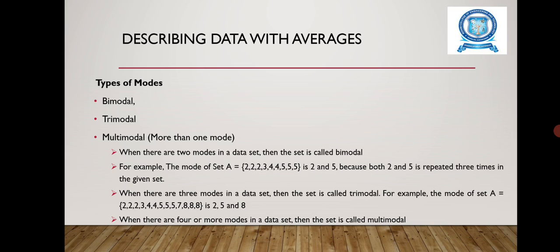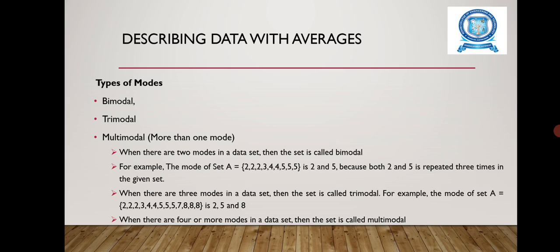Types of modes: bimodal, trimodal and multimodal are the types of modes. Multimodal means more than one mode. When there are two modes in a data set, then the set is called bimodal. For example, the mode of set A is shown in the figure as 2 and 5. Both 2 and 5 are repeated 3 times in a given set.